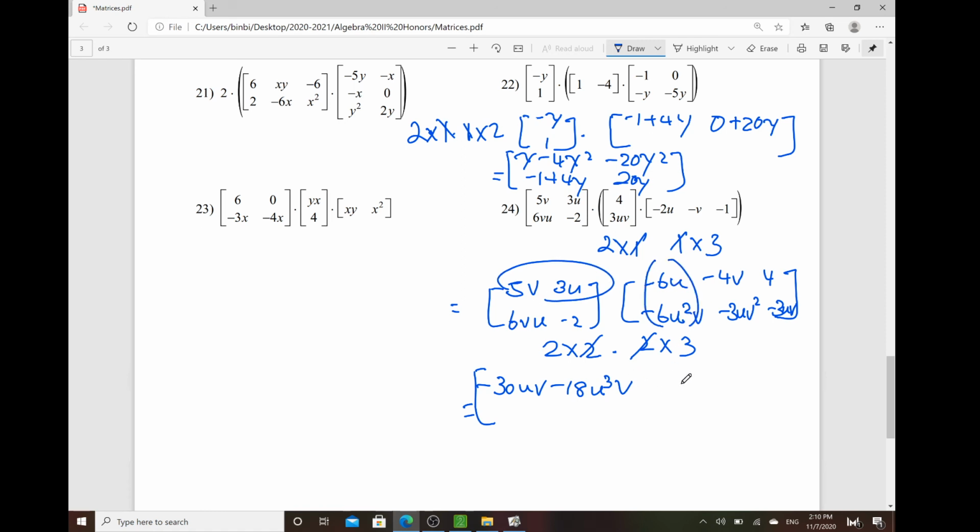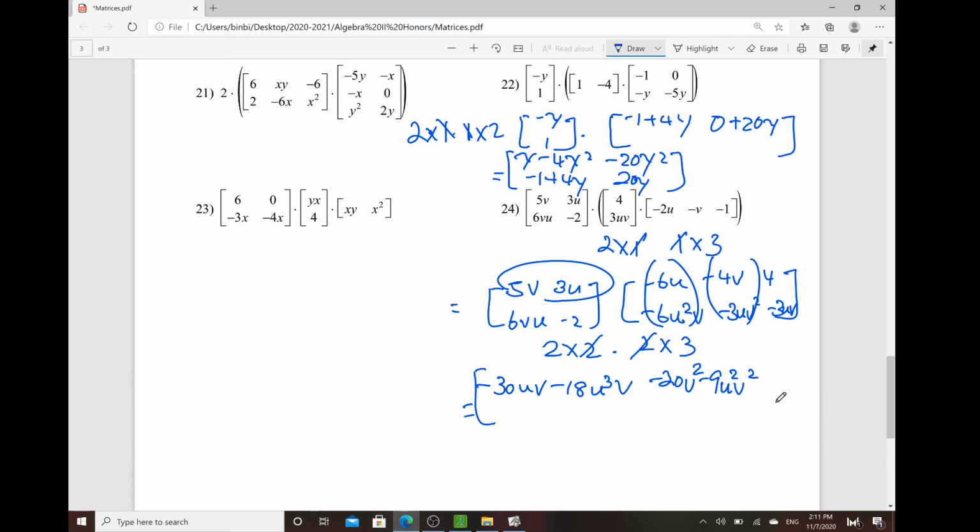Again, rows times the column. And then the next entry. So it's the same kind of format. So rows times the column. So 3v times negative 4v, negative 20v squared. And then 3u times negative 3uv squared, then that'll be considered minus. So negative 20v squared, 3u times negative 3uv squared, so that'll be negative 9u squared v squared.